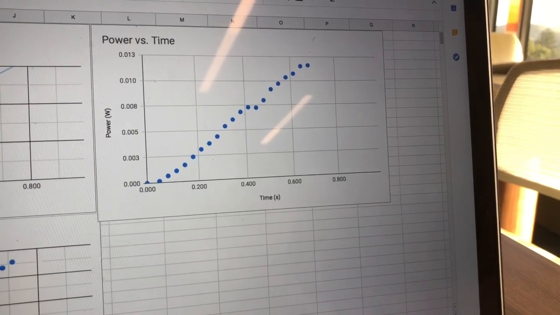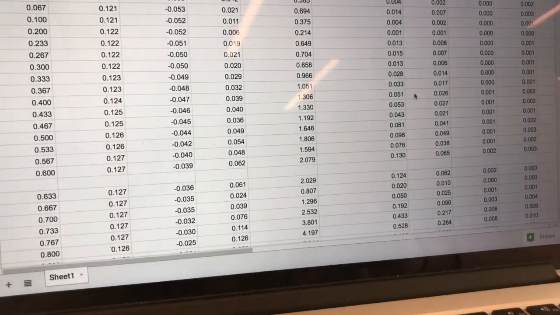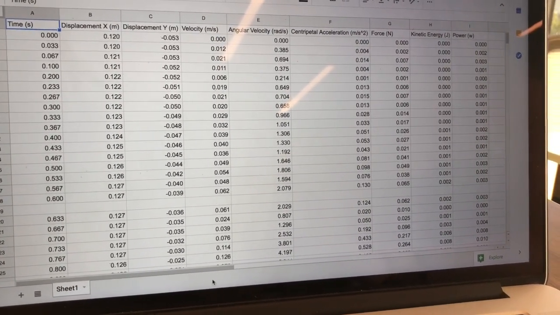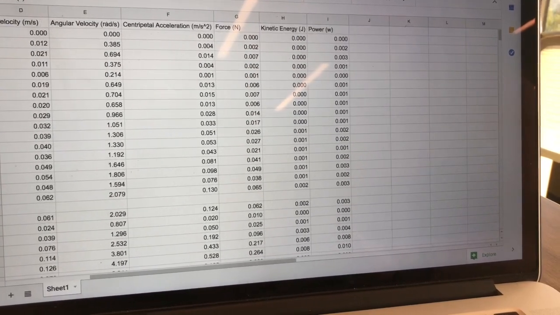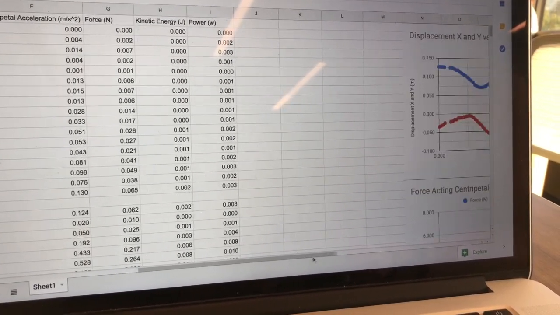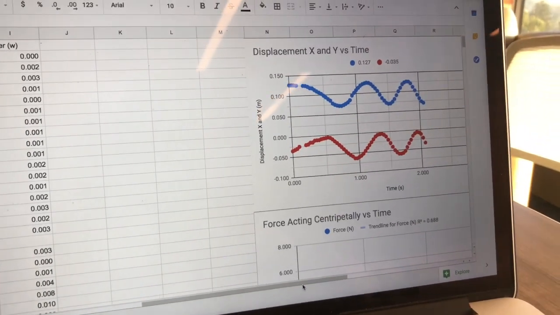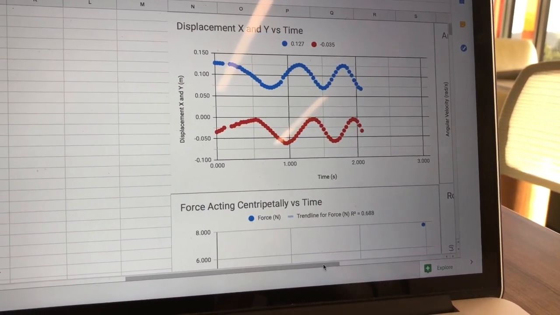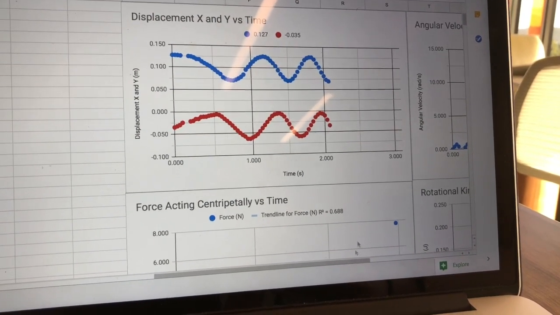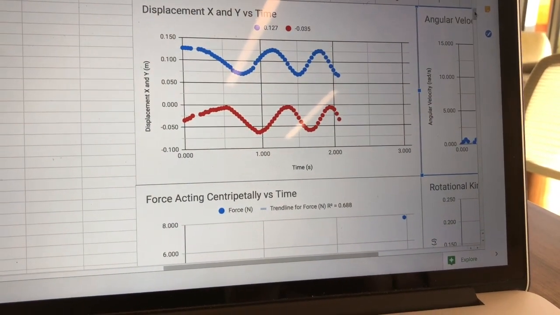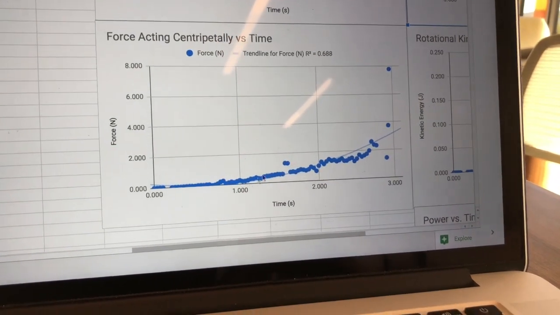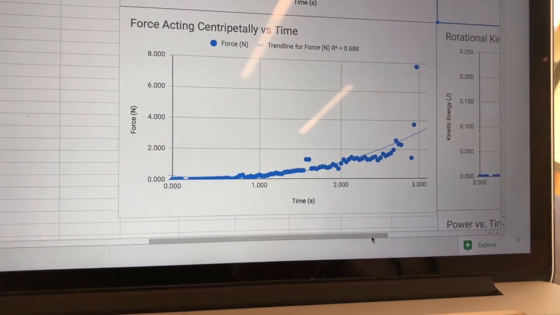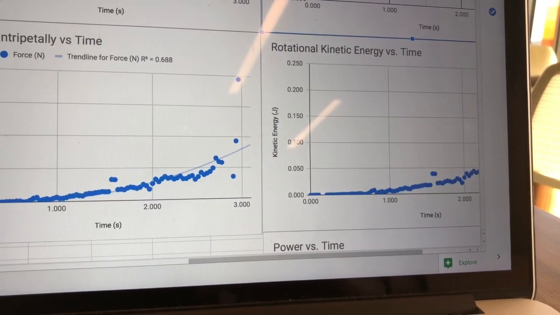And then we also have graphs and data from Tracker for the wheel. So this is all of our Tracker data for the wheel. And then we also made graphs. We made similar graphs. We made a displacement for x and y versus time graph for the wheel. This is so that you can tell that the wheel is rotating in a circle. And then we also have a force acting centripetally versus time. This is another way you can tell that there's centripetal acceleration on the wheel, so it's rotating in a circle.